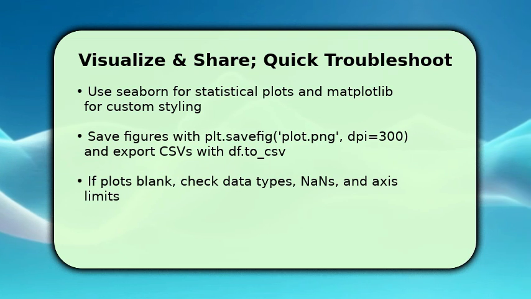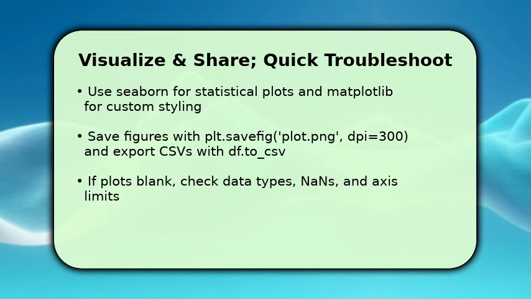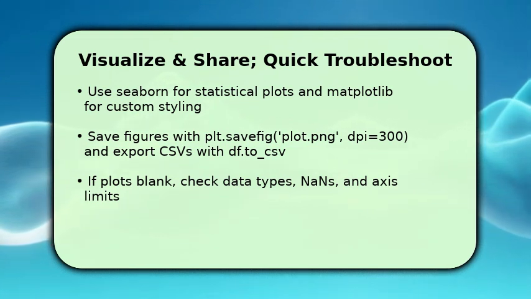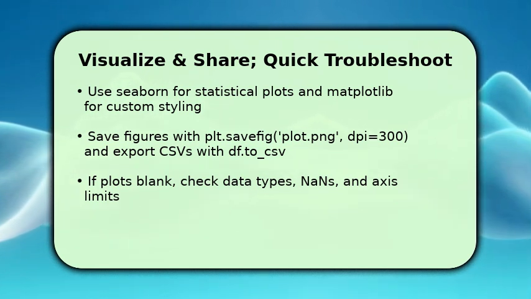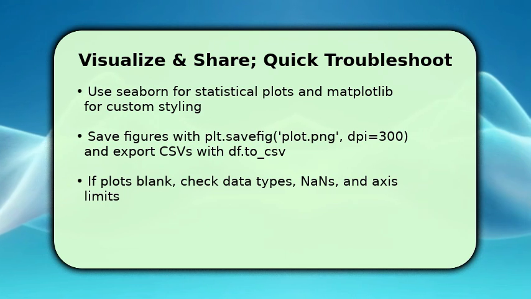Then assemble a short Jupyter Notebook narrative to explain steps. If a plot appears blank or wrong, check that columns are numeric. Handle NaNs and verify axis limits and scales. This single check fixes most display problems quickly.